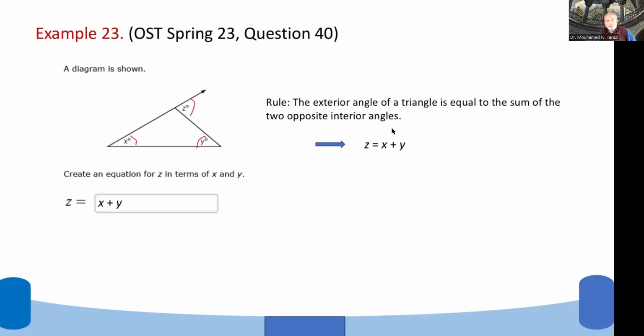If by chance you don't know this formula, let's call this here w. So now you have x plus y plus w, those are 180 degrees. That's the sum of angles in a triangle. And then you have z plus w is equal to 180. So now, obviously, z is equal to x plus y.